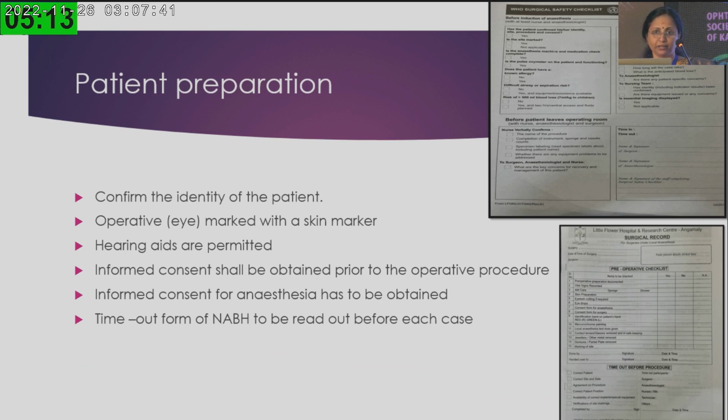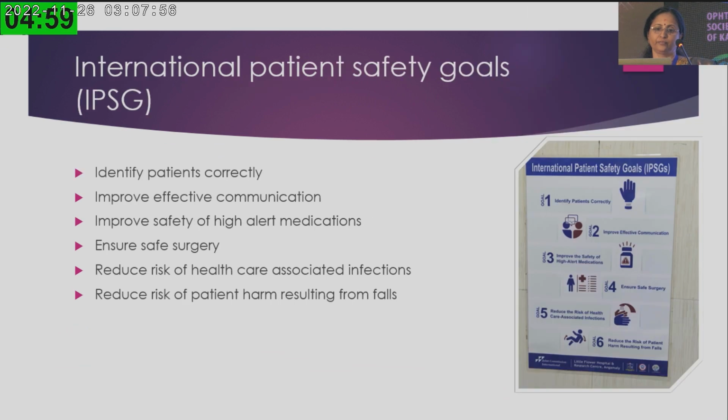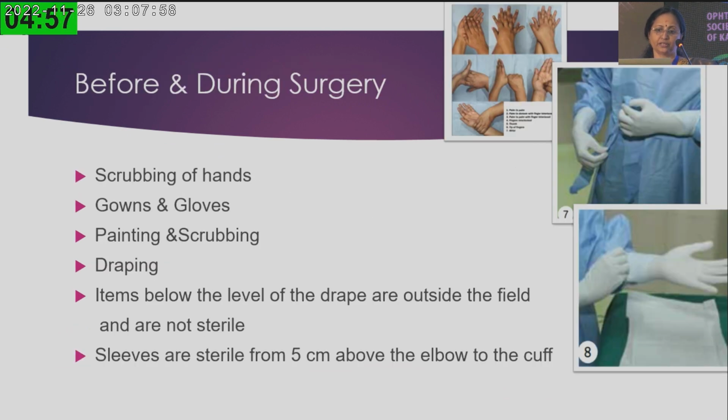Always you can permit hearing aids, and for cataract surgeries you can permit even dentures, if the patient is being done under local or topical. And informed consent for the surgery as well as anesthesia should be obtained, and the timeout form should be read out before each case. Before and during the surgery, scrubbing of hands, gowning, gloving, draping, everything should be done properly.